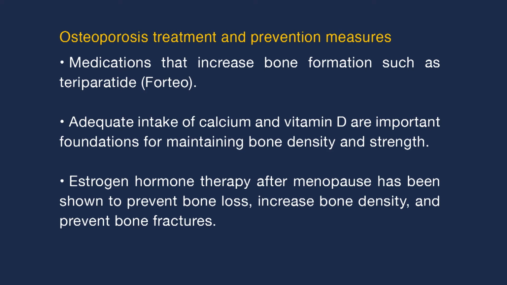Adequate intake of calcium and vitamin D are important foundations for maintaining bone density and strength. Estrogen hormone therapy after menopause has shown to prevent bone loss, increase bone density and prevent bone fractures. Lifestyle prevention of osteoporosis is in many aspects the inverse of the potentially modifiable risk factors. As tobacco smoking and high alcohol intake have been linked with osteoporosis, smoking cessation and moderation of alcohol intake are commonly recommended as ways to help prevent it.